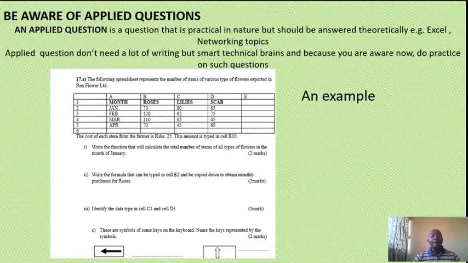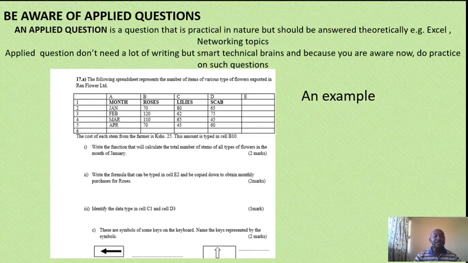For example, in most cases in the Form 2 syllabus, where we have word processing, databases, and spreadsheets, and also in the Form 4 syllabus, where we have networking topics, the examiner hits there and comes up with an applied question. I have given you a very good example of an applied question here from one of my exams.